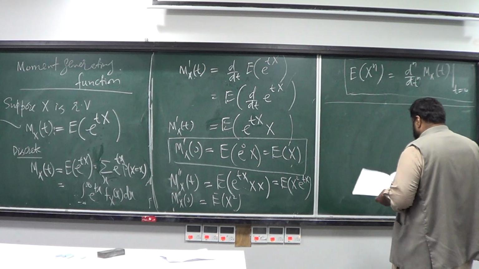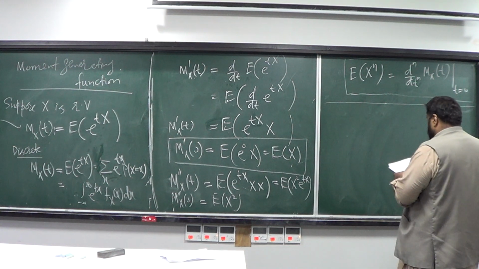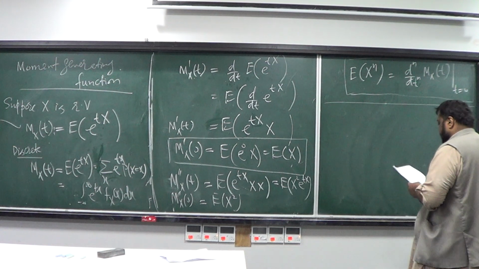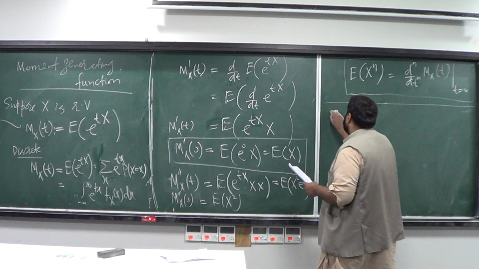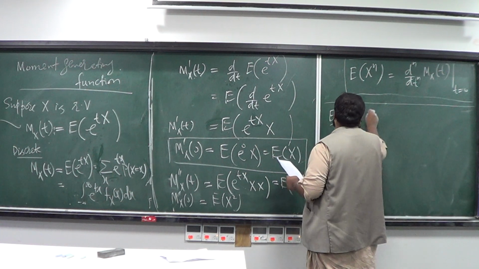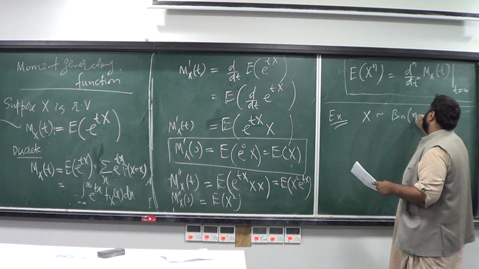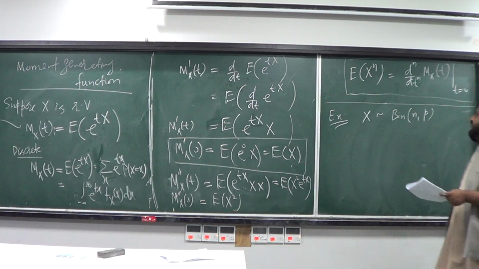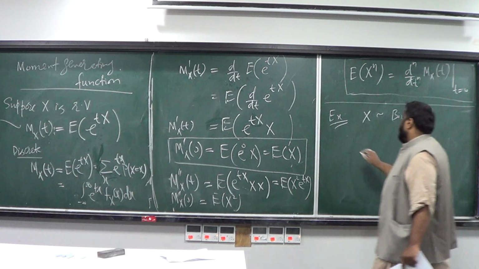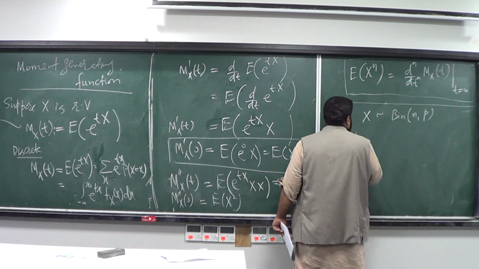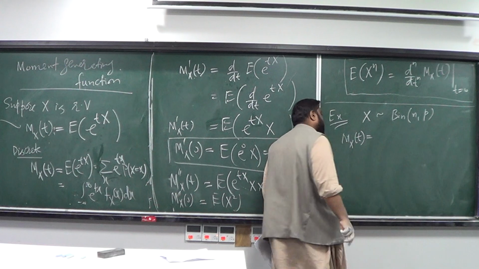Okay, moment generating function. So consider the first example. If X is a binomially distributed random variable with parameters n and p, the question is, what is the moment generating function of the binomial random variable?